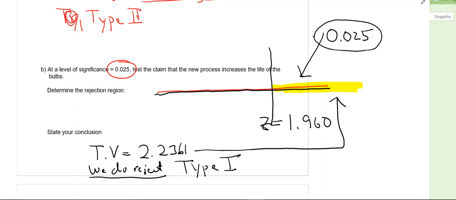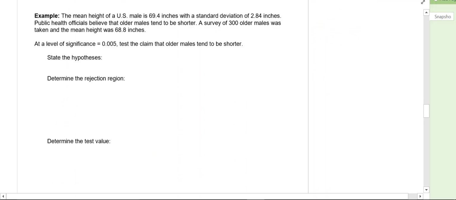All right, so we're going to move on to the next problem. Once again, stop your video and work the problem, and then start the video up again. Probably after this problem, I'm going to create a second video because I don't like my videos to go over 20 minutes.